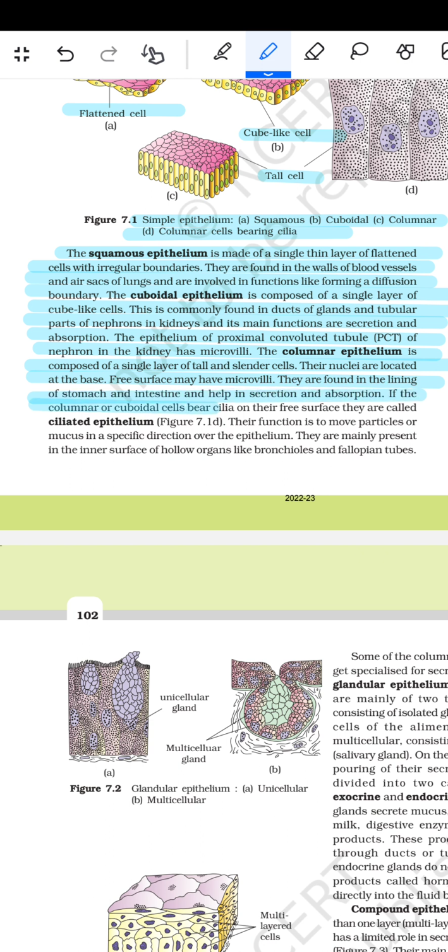If the columnar or cuboidal cells bear cilia on their free surface, they are called ciliated epithelium. Their function is to move particles or mucus in a specific direction over the epithelium. They are mainly present in the inner surface of hollow organs like the bronchioles and the fallopian tubes.